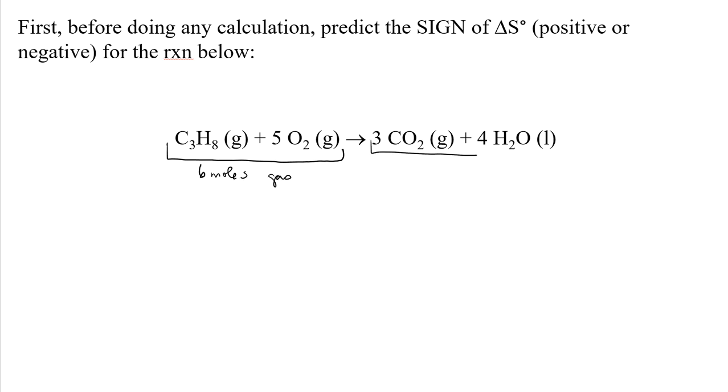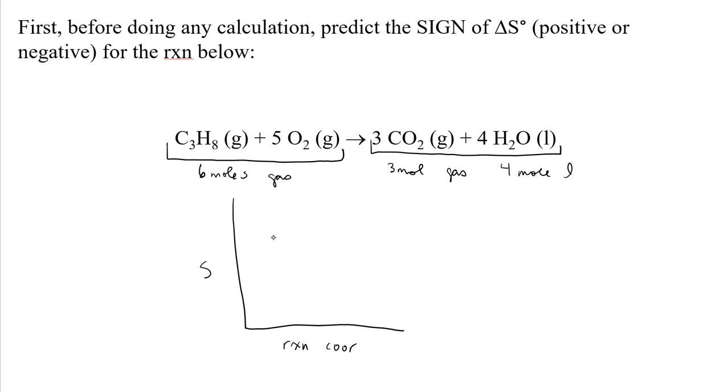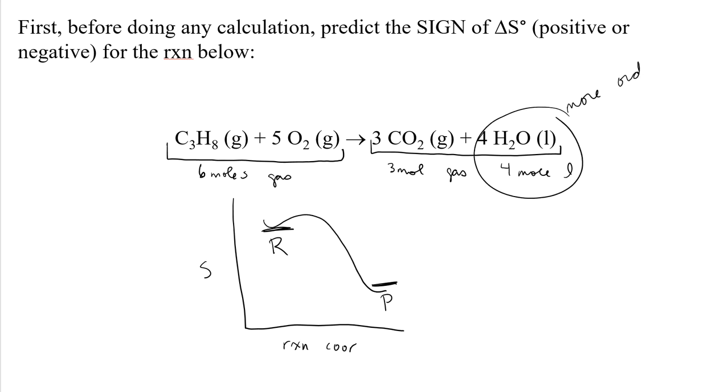And let's compare that to what we have over here in the products. We have 3 moles of gas and 4 moles of liquid. So thinking about it in terms of disorder, I'm looking at it in terms of a reaction diagram. Our entropy for the reactants is higher than our entropy of the products. Liquids are more ordered than gases. Remember, more ordered means less disorder. Those liquid molecules aren't moving around as quickly. There aren't as many collisions. It's less chaotic is a way to think about that. So the products are more ordered than the reactants. When the products are more ordered, less entropy, the delta S for this process should be negative.